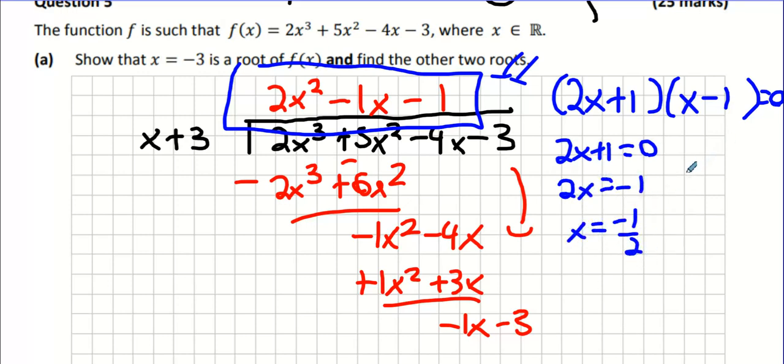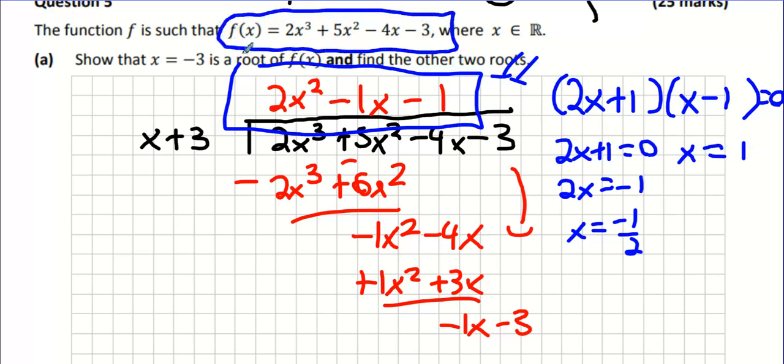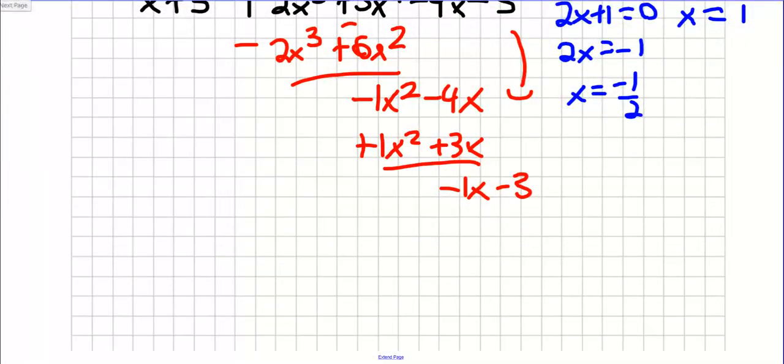x equal to a half and... How would you check that answer? You could sub it in, or you could put your table function in and go up in steps of 0.5 and you'll see where all the intercepts are. No hassle. Okay, now part B.